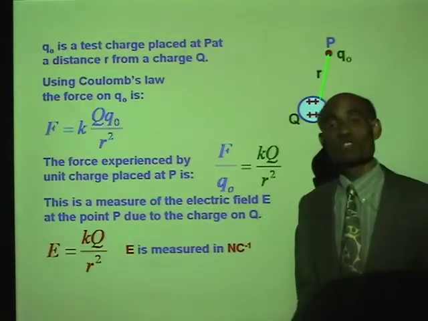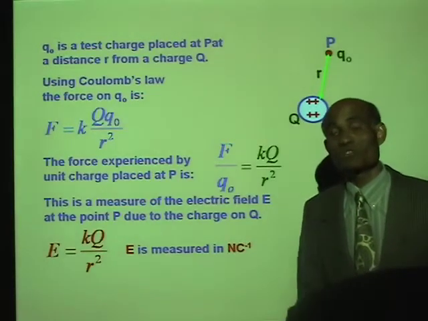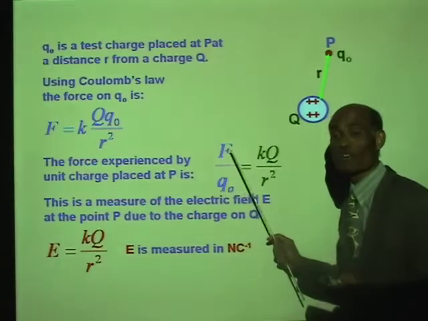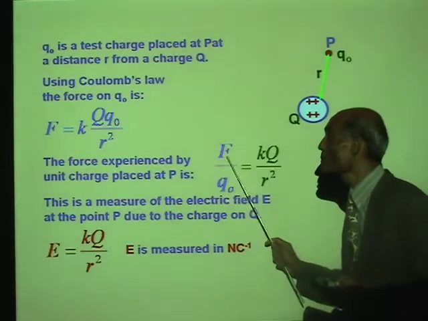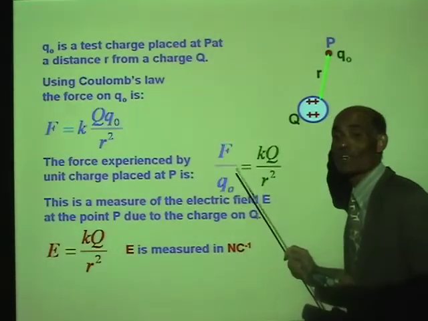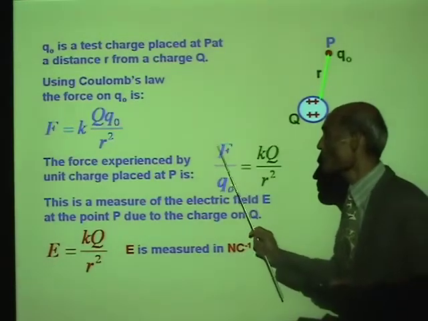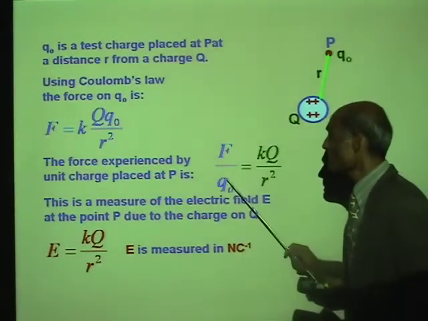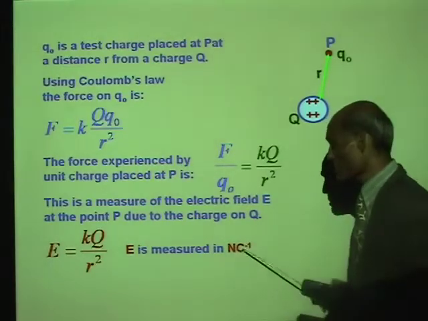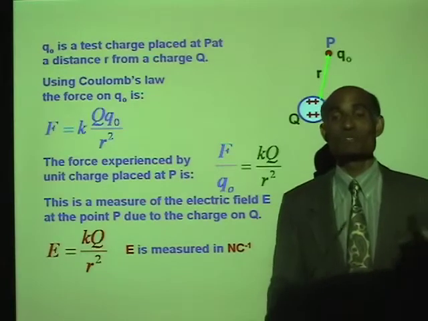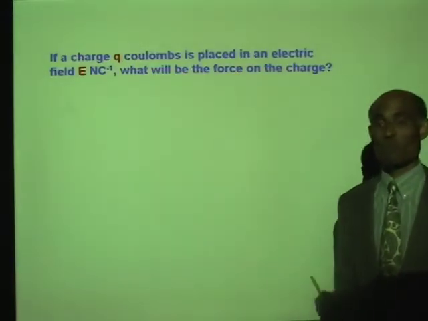And now, what is the unit in which the electric field is measured? Look at this, the definition of electric field. Electric field is force per unit charge. So it is measured in Newton per Coulomb. Force is measured in Newton. Charge is measured in Coulomb. Force per unit charge is Newton per Coulomb.